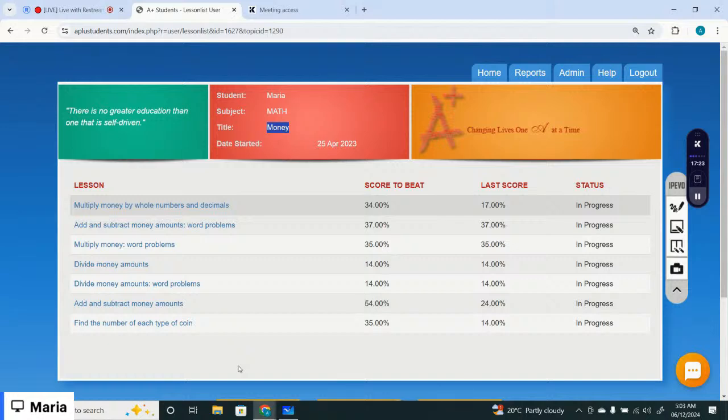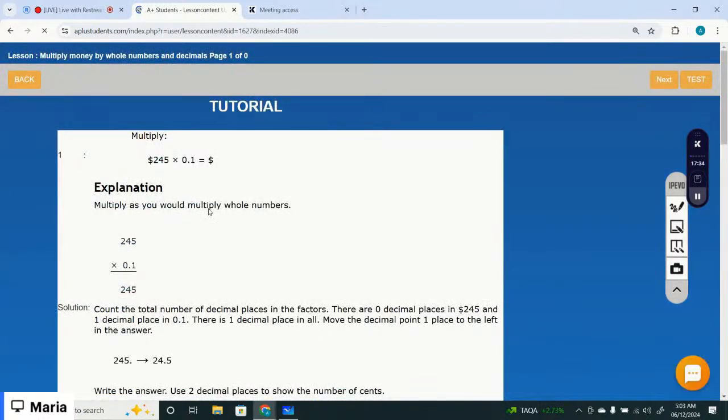Here I'm on grade 6 math. The chapter we are on right now is money. Let's just start with the first lesson, that is multiply money by whole numbers and decimals. So you have to do 245 times 0.1. You have one decimal place in 0.1, so the answer must have one decimal place. So move the decimal point one place left.